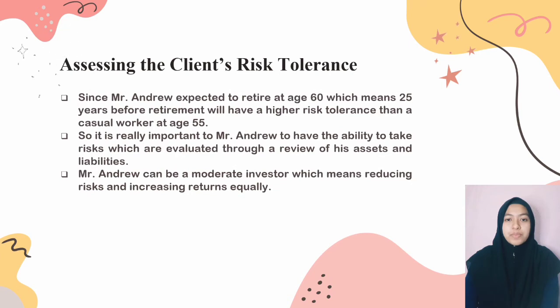Since Mr. Andrew is expected to retire at age 60, which means 25 years before retirement, he will have a higher risk tolerance than a casual worker at age 55. So it is really important for Mr. Andrew to have the ability to take risks, which is evaluated through a review of his assets and liabilities. For example, his well-funded retirement account, sufficient emergency savings, insurance coverage, and additional savings and investments give him a high ability to take risk. So Mr. Andrew can also be a moderate investor, which means reducing risk and increasing returns equally.